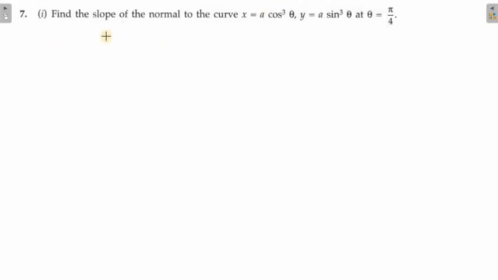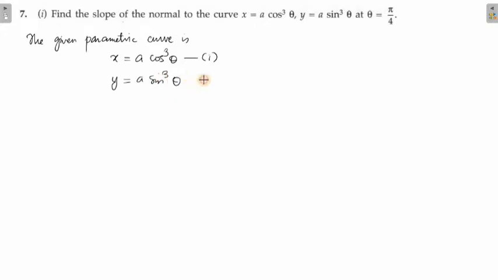The next question says, find the slope of the normal. Remember, this is not the tangent, this time it is the normal to the curve. This is given in parametric form. We have already seen one problem of parametric form, if you remember. So the given parametric curve is x equals a cos cube theta, call this equation number 1, and the other is y equals a sine cube theta, call this equation number 2. Remember, you need to find the slope of the normal.